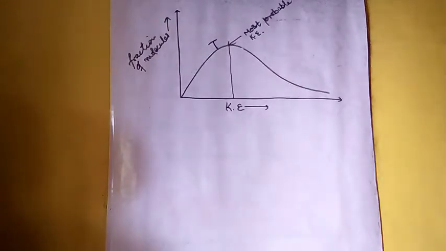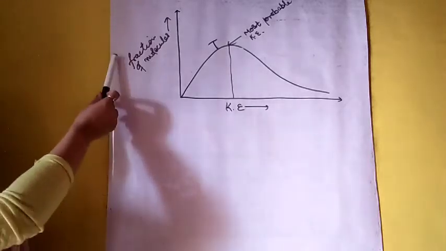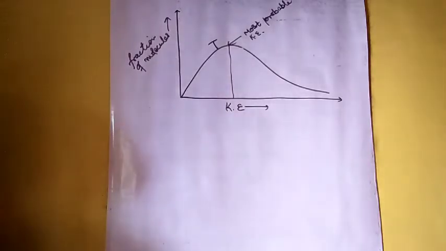Good morning all. So in the previous lecture we have studied this graph, that what is the fraction of molecules and what is the most probable kinetic energy, right? So in this respect we have to study this graph a little bit more, that how the temperature depends upon the rate of reaction. This is a topic, right? We are doing the dependence of rate of reaction on temperature.